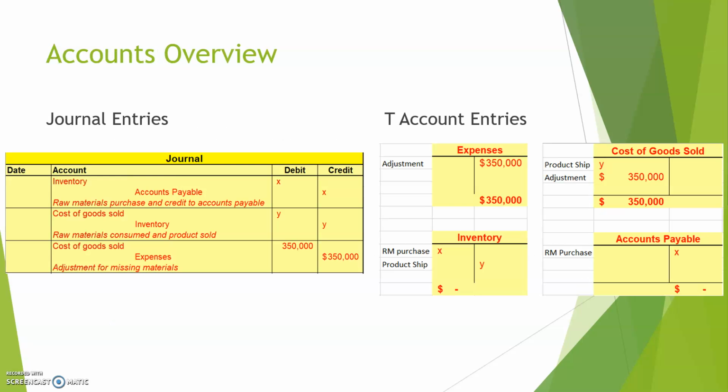This is an overview of our accounts. The journal entries here show inventory, accounts payable, cost of goods sold, and expenses and how they were all affected. This is just a way of showing how the amounts were recorded as we went through the quarter. The T accounts show a little more information regarding these transactions. We record these here so that we can see actual effects on all of our accounts.